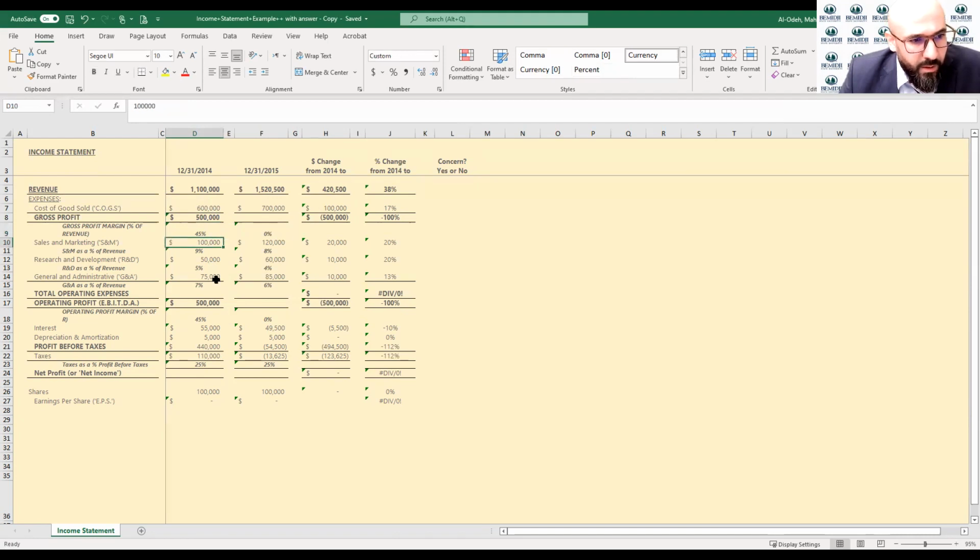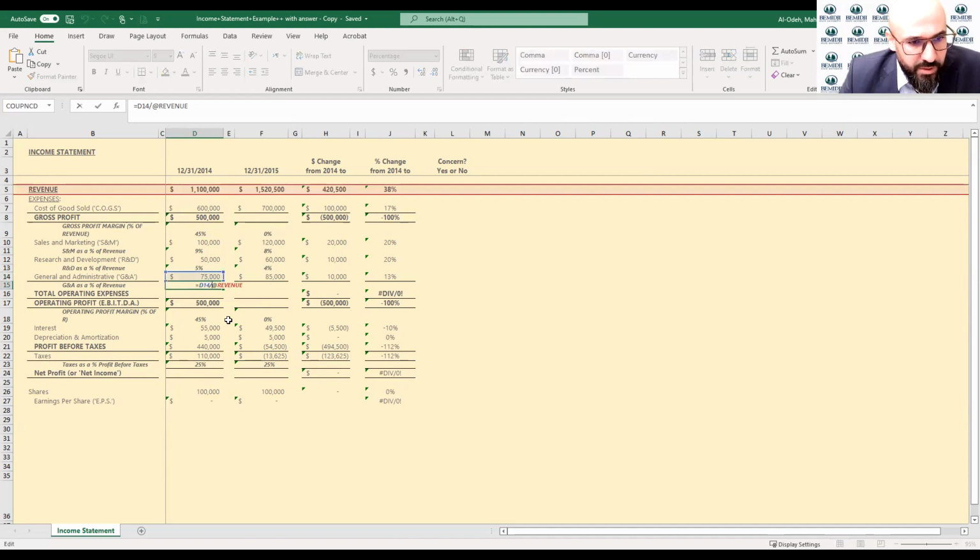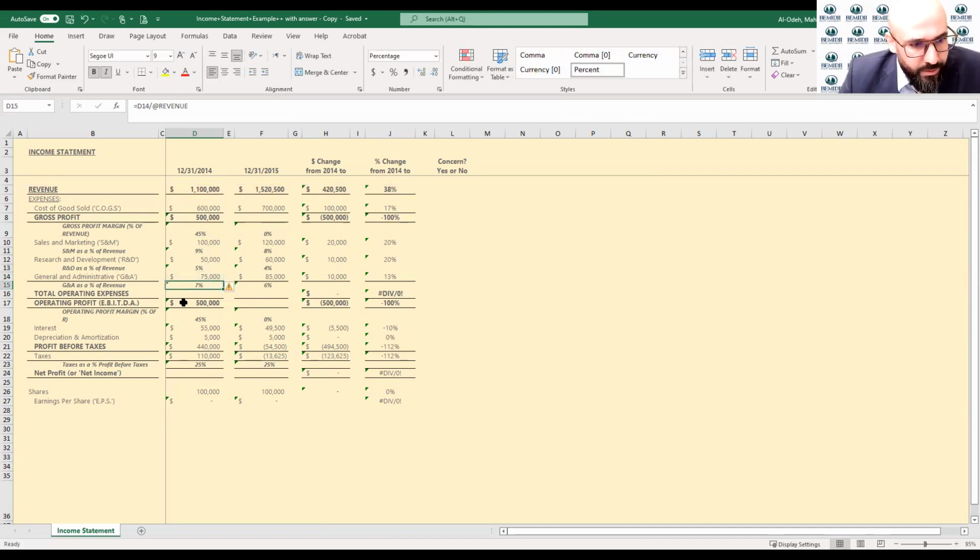45%. And now for the sales and marketing would be 100,000 that's given to you or collected through the accounting department. And that percentage calculated by dividing the 100,000 by 1.1 million, that will give you 9%. 50,000 for research and development, that's the expense, which would be 5%. And again, this is given or collected from a different department. And general administrative would be 75,000 collected from the accounting department. That's equivalent to 7% of the revenue.